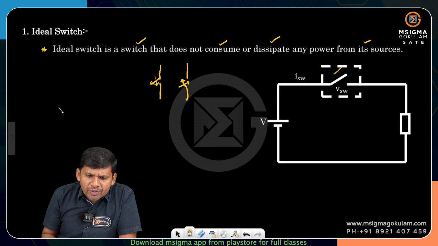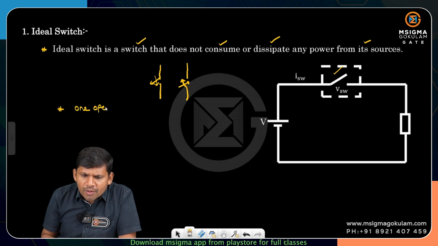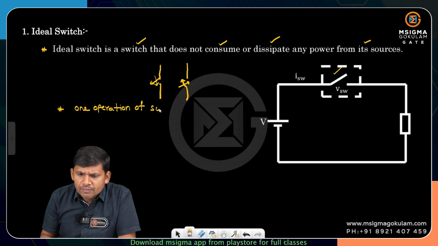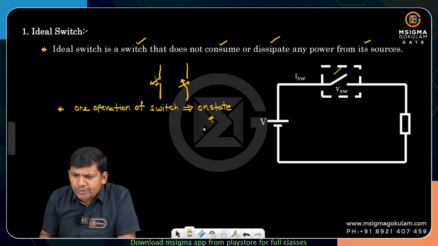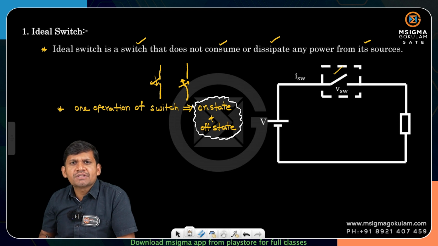But the point you have to remember, friends, is that the operation of a switch is nothing but the on state and off state. In the on state, what are the observations? In the off state, what are the observations? That I have to discuss. Here I am discussing the ideal switch, students. Once again I am repeating, I am discussing the ideal switch. Practically this type of switch is not possible.